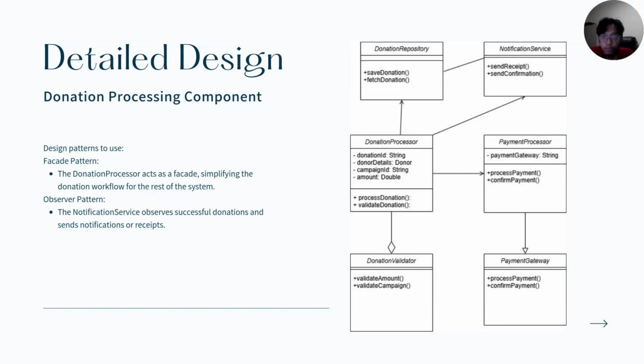Next, we have the donation processing component, which is also represented using a class diagram. As you can see, there are 6 different classes: the donation processor class itself, donation repository, notification service, payment processor, payment gateway, and donation validator. The design patterns that could be used to build this component are the facade pattern and the observer pattern. For the facade pattern, the donation processor can act as a facade, simplifying the donation workflow for the rest of the system.